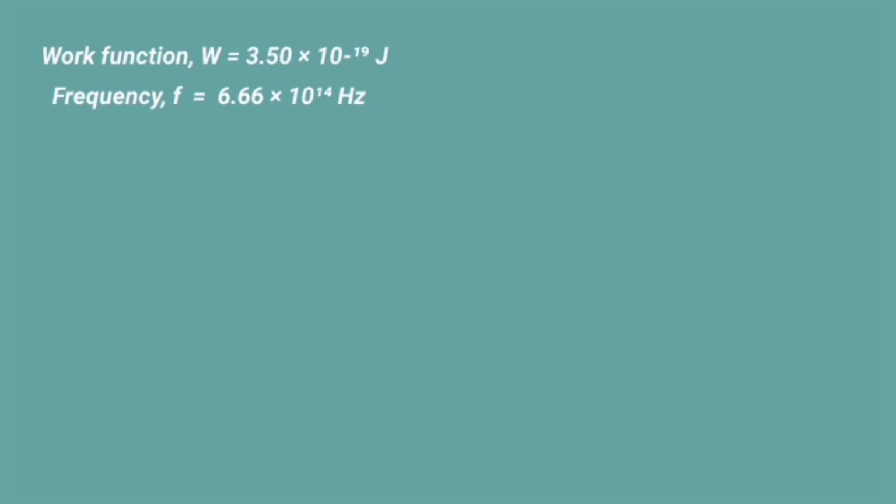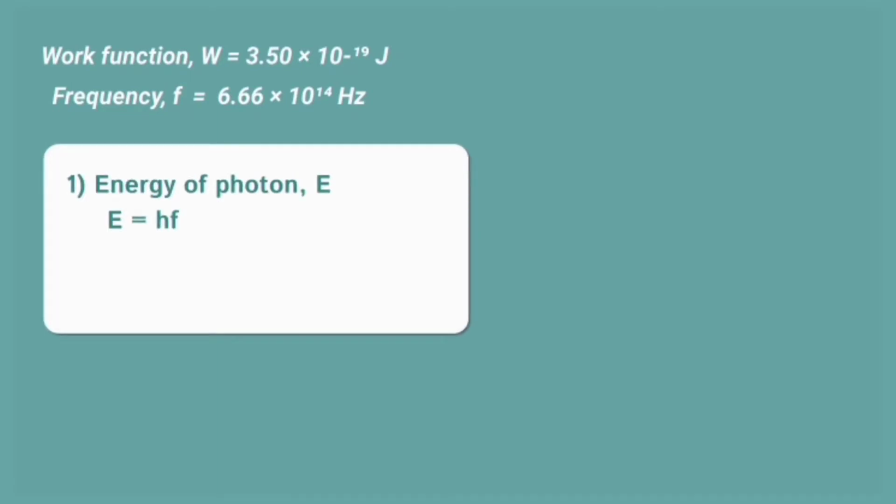Say we have a metal with a work function of 3.50 times 10 to the power of negative 19. Work function is the minimum energy required for a photoelectron to be emitted from a metal surface. Can a blue light with frequency of 6.66 times 10 to the power of 14 produce photoelectric effect? First of all, we need to know its energy by using the formula E equals hf. So we multiply 6.63 times 10 to the power of negative 34 with 6.66 times 10 to the power of 14, then we will get 4.41 times 10 to the power of negative 19.